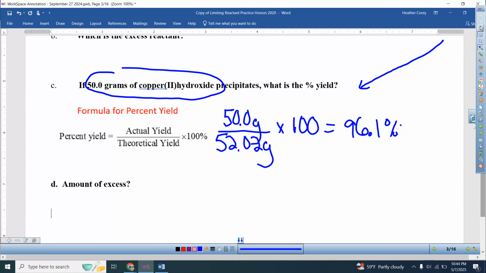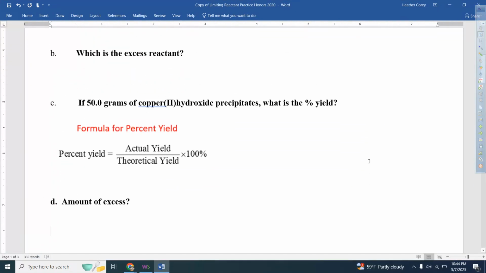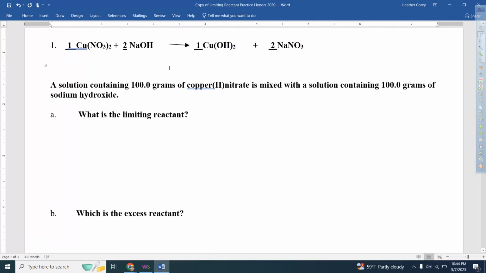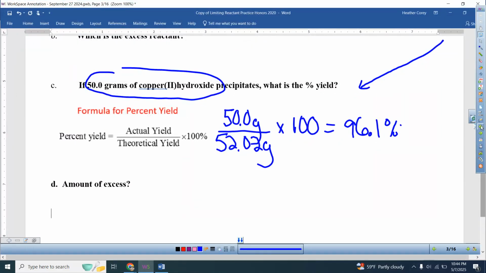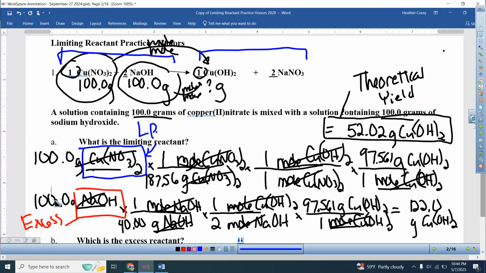So once we have identified our percent yield, now we're going to go ahead and figure out how much excess we have. So what we know is this. We know we were given 100 grams of both. But because the NaOH was excess, that means we didn't use all 100 of the grams. We only used a portion of the NaOH.